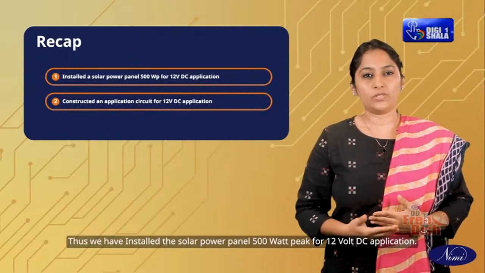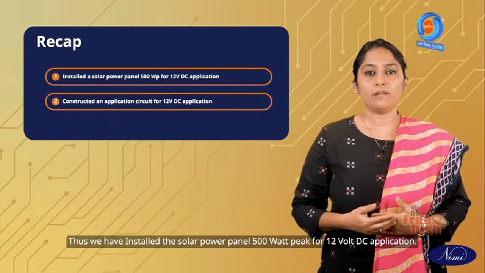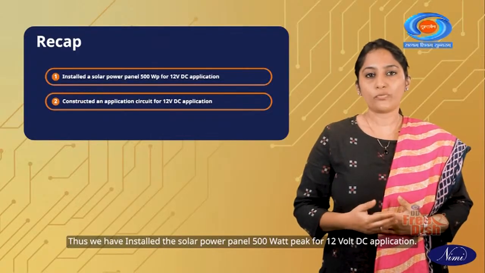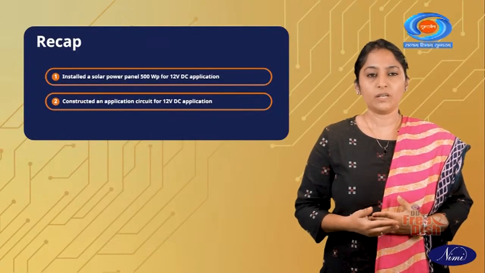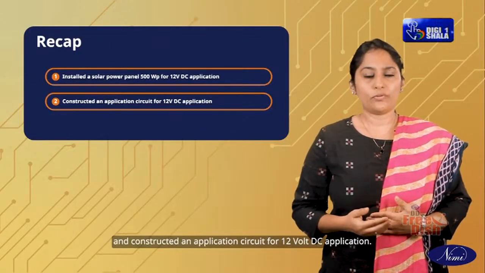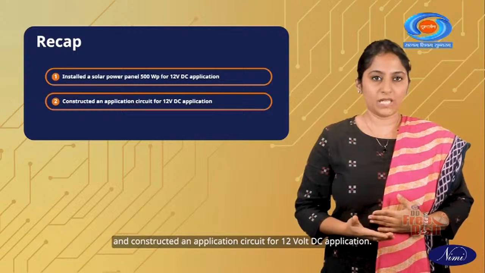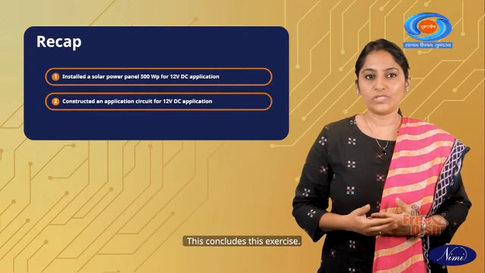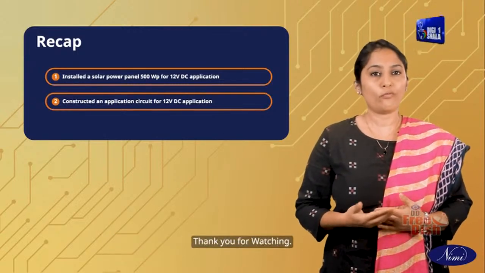Thus, we have installed the 500 watt peak solar power panel for 12 volt DC application and constructed an application circuit for 12 volt DC application. This concludes this exercise. Thank you for watching.